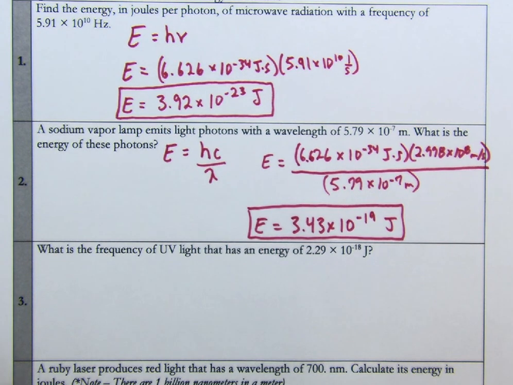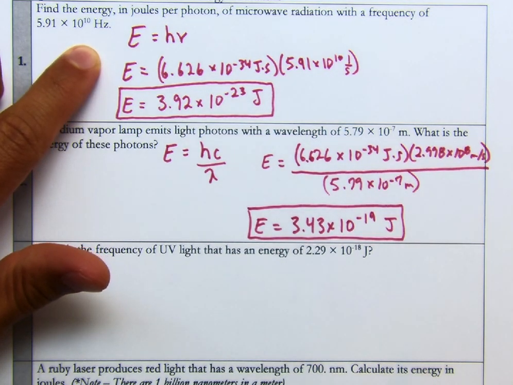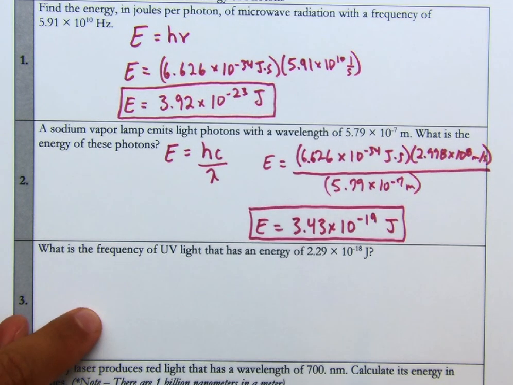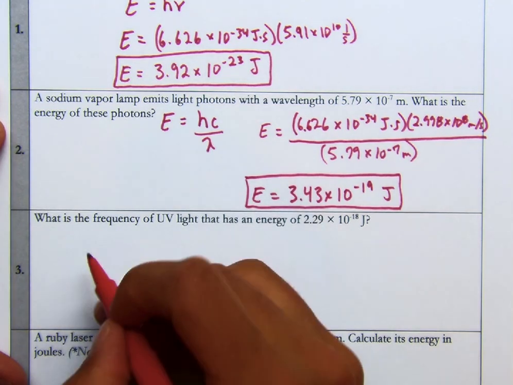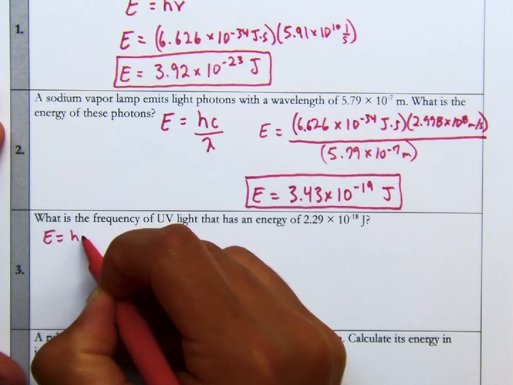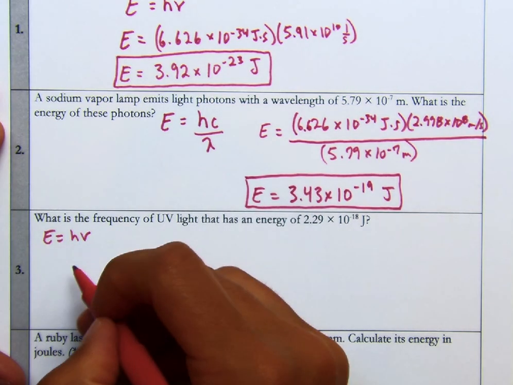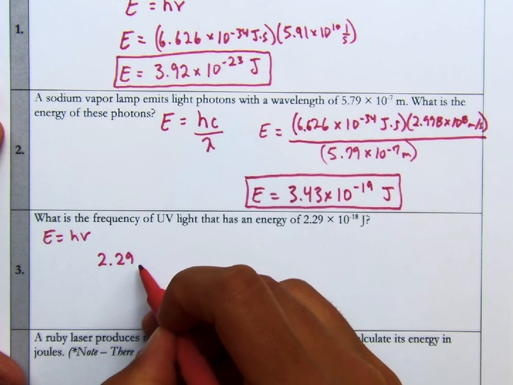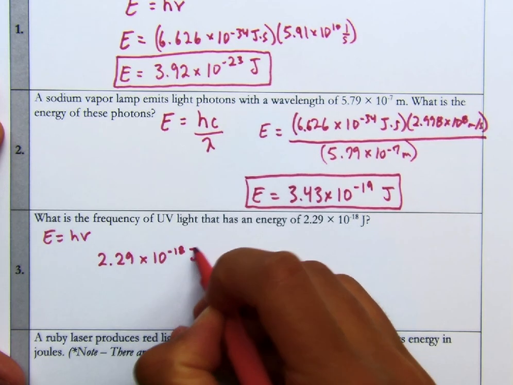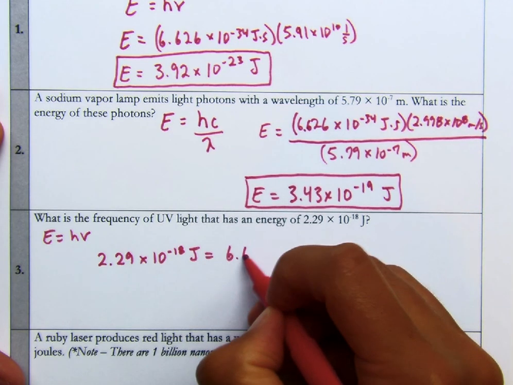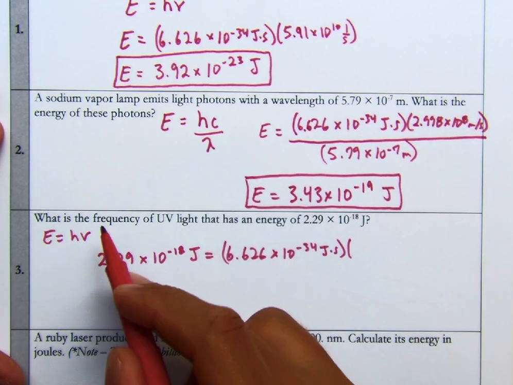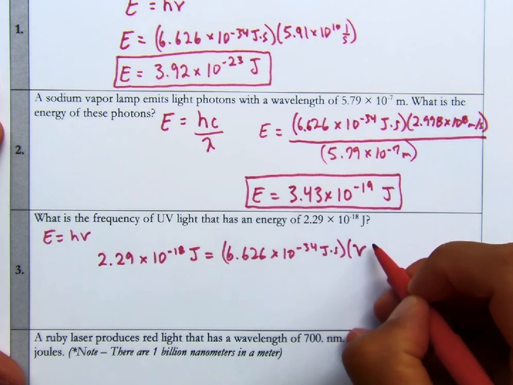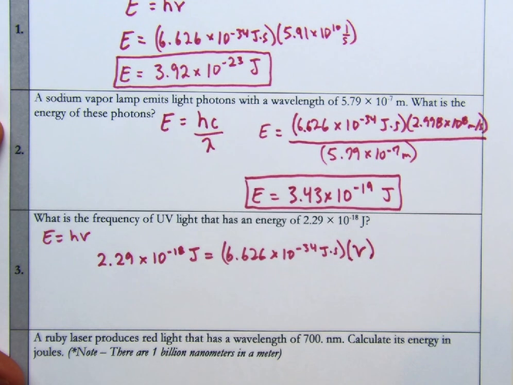We continue along. Each one of these is meant to be a little bit different. In the first problem, we solved for E when we had frequency. In the second problem, we solved for E when we had wavelength. In this problem, they actually give you E, and you're solving for frequency. So E equals h nu, and they give us E. That means 2.29 times 10 to the negative 18 joules equals h, which is Planck's constant, 6.626 times 10 to the negative 34 joule seconds, times frequency. This is our Greek letter nu, which kind of looks like a v. So that's what we're solving for.